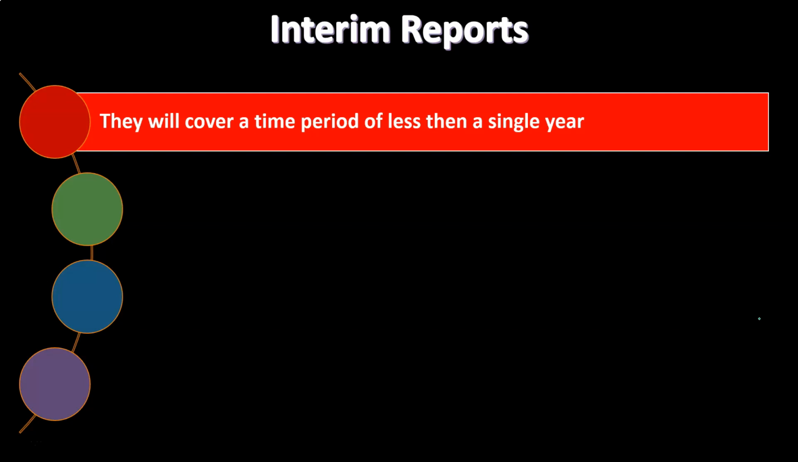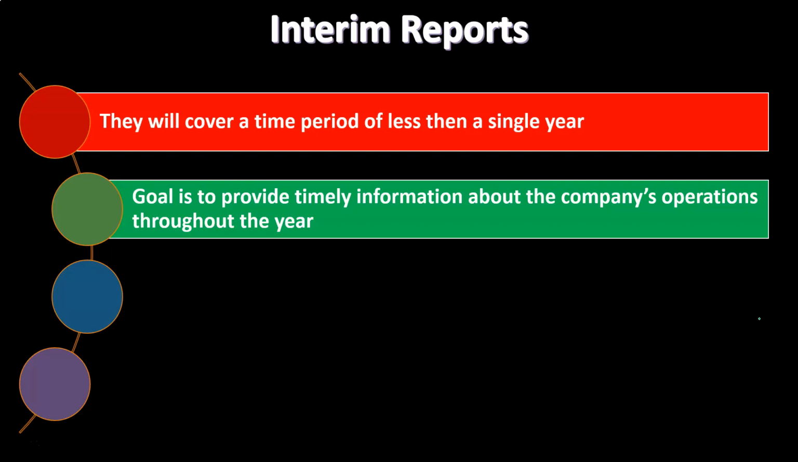Interim, then, we're talking about the financial statements at some interim period, typically quarterly, meaning first, second, third quarter, and then you've got the yearly information for the fourth quarter. Therefore, the interim reports will cover a time period of less than a single year. The goal is to provide timely information about the company's operations throughout the year. So obviously, more information is nice. We want timely information for the decision makers.